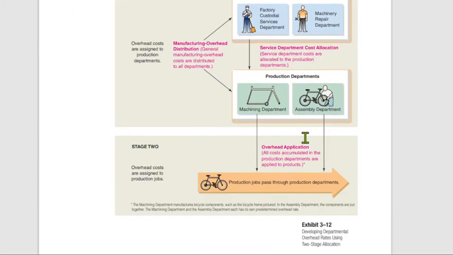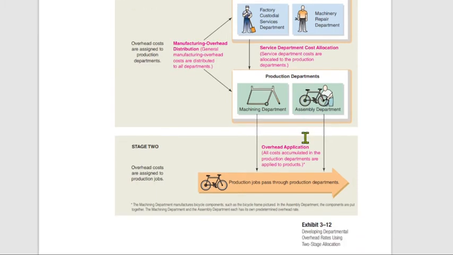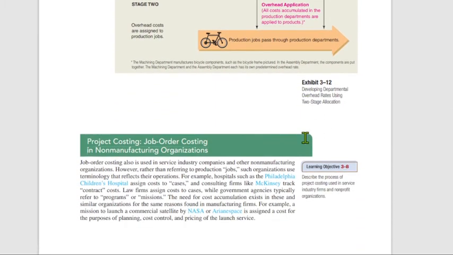Okay. So, this illustration is just a depiction of how the two-stage cost allocation is done in manufacturing companies.